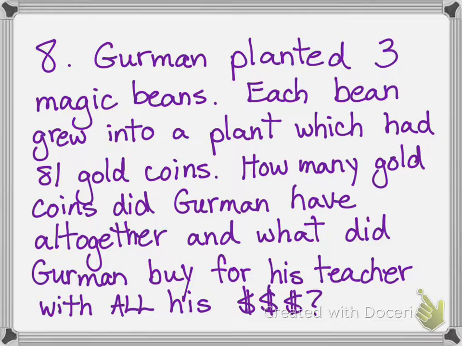Okay, here's the question. Gurman planted 3 magic beans. Each bean grew into a plant which had 81 gold coins. How many gold coins did Gurman have altogether? And this is a 2-part question. What did Gurman buy for his teacher with all his money? Okay, I hope you think of the right answer for that one.